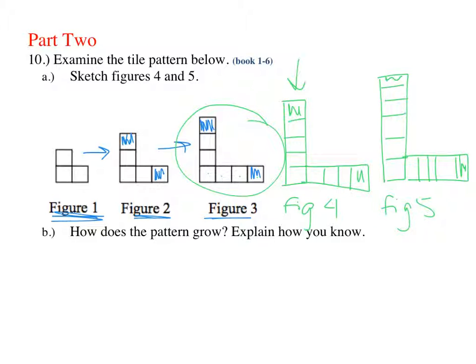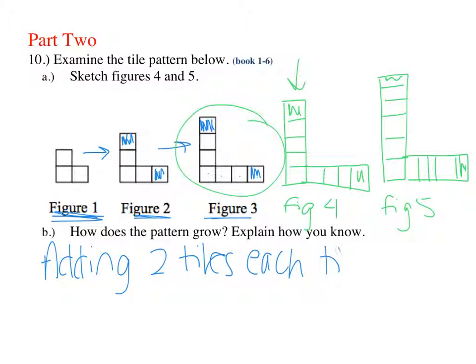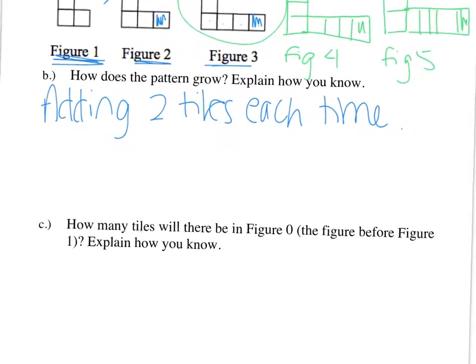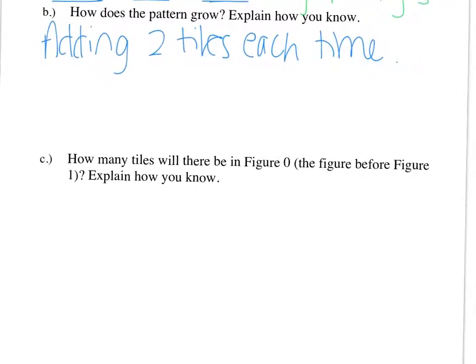So part B, how does the pattern grow? Well, we are going to be adding 2 blocks or 2 tiles each time. And we can see that with the visual going from Figure 1 to Figure 2 to Figure 3 to Figure 4 to Figure 5. We're adding 2 blocks. It's increasing by 2.